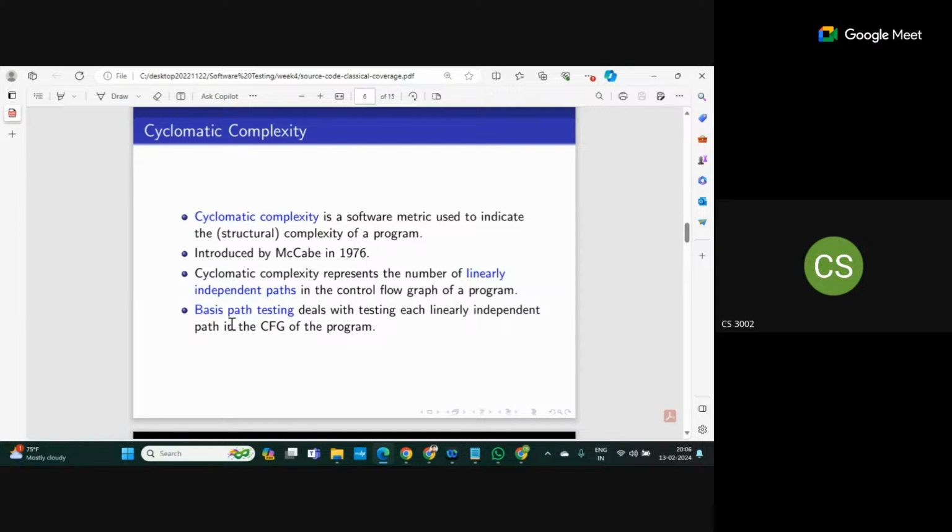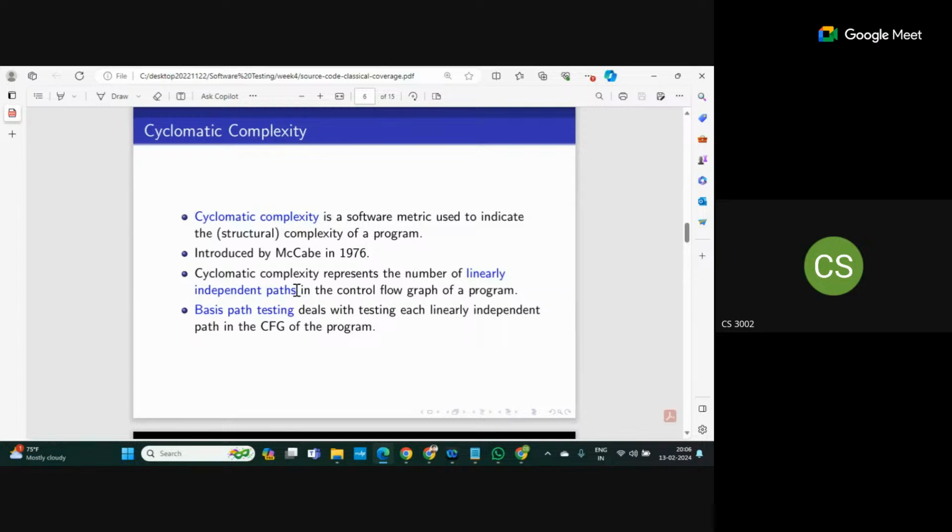Now the point is, how do I know how many linearly independent paths could be there in my program? It could be many. That's why we use cyclomatic complexity. This gives the number of linearly independent paths that could be there in our program. The basis path testing algorithm is written in a way that we start from the starting vertex and try to reach the end vertex through a path, right? Each time I traverse a path, I try to find out, is it a new path?